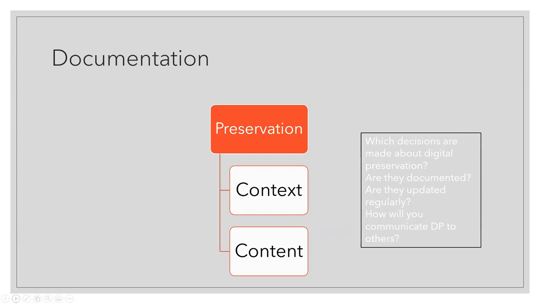So some questions about documentation that you might ask when preserving the content and context of your records. So which decisions are made about digital preservation? So what have we decided to do when it comes to the digital preservation activities at our repository? Are these decisions documented? Is there something that we can go to consult to make sure that we're handling digital preservation in a stable, repeatable way?